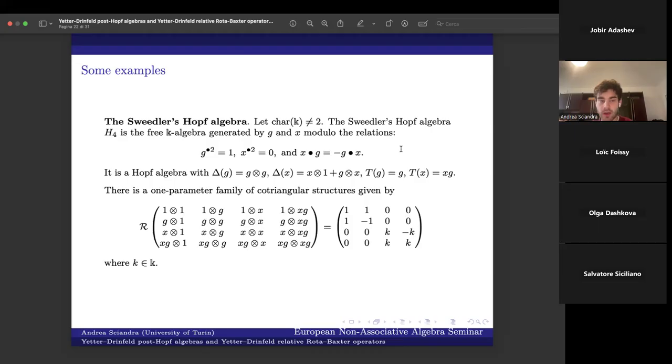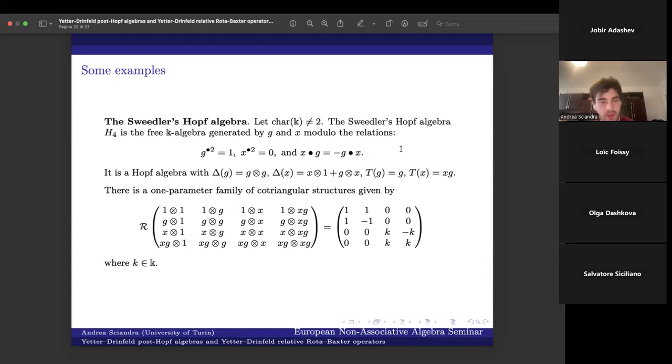The Sweedler Hopf algebra is a Hopf algebra with a group-like structure for G, so delta of G is G tensor G, while X is skew primitive, so delta of X is X tensor 1 plus G tensor X. The antipode, which again we denote with T because it will become the second antipode in the Drinfeld brace datum, fixes G, while on X it is given by XG.